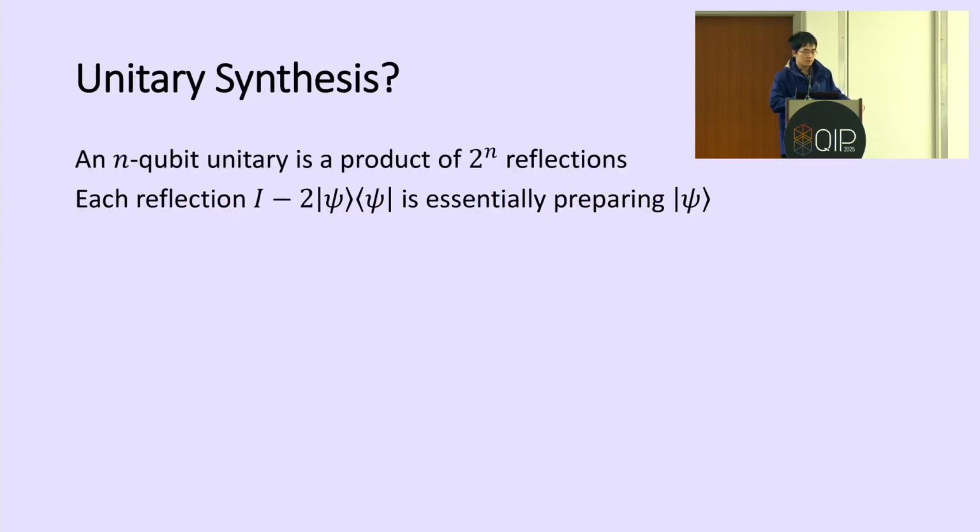The second open problem is regarding unitaries. It's natural that we can analyze the T count for state preparation, and you can ask, what if I want to prepare a general unitary? How many T-gates do I need? To do this, you can actually do it by reducing it to state preparation. This is because any n-qubit unitary can be decomposed into a product of 2 to the n many reflections. And each reflection is I minus 2 |psi><psi|, and it's essentially preparing this state psi.